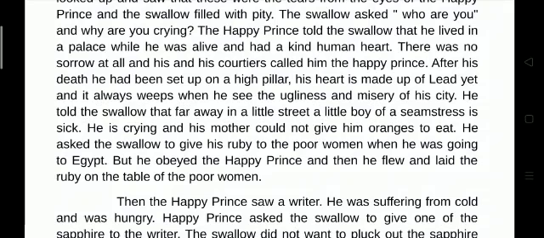After his death, he had been set up on a high pillar. Now, when the prince died, then his statue was set up on a high pillar. His heart is made of lead, yet it always weeps when he sees the ugliness and misery of his city. Now, when the happy prince was alive and living in his palace, at that time he saw no sorrow. He hadn't seen any sorrow. There was nothing.